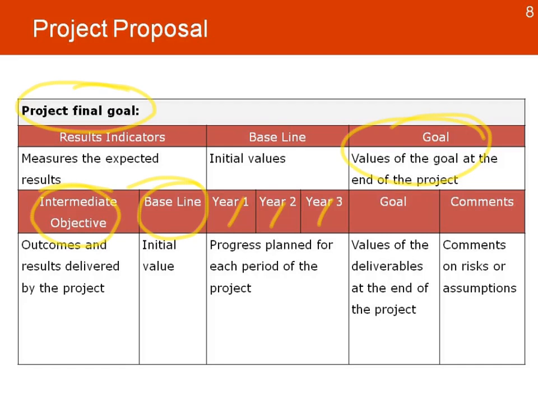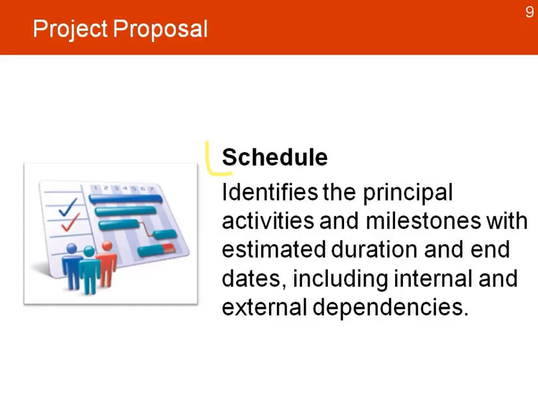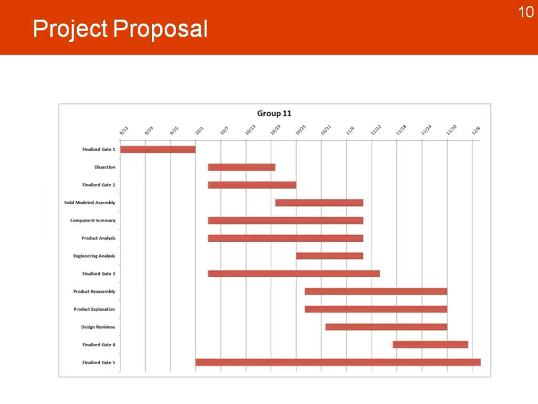to manage this project. We also include information about the schedule that identifies the principal activities and the milestones with some estimated duration and dates and some internal and external dependencies that we might identify. And we can use a very simple Gantt chart where we list all our activities and we just, in a graph, represent all the activities and their durations until we complete the project.